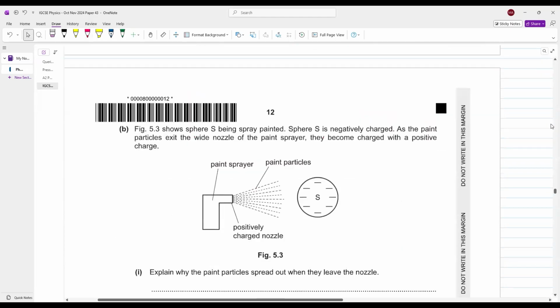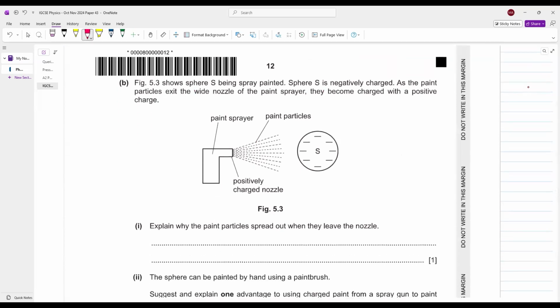Let's move ahead. What is written? Figure 5.3 shows a sphere S being sprayed. Sphere S is negatively charged as the paint particles exit the wide nozzle of the paint sprayer. They become charged with a positive charge. Okay, so all of these are positively charged. Okay, okay, okay.